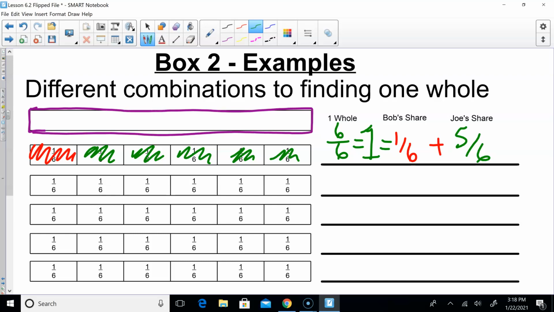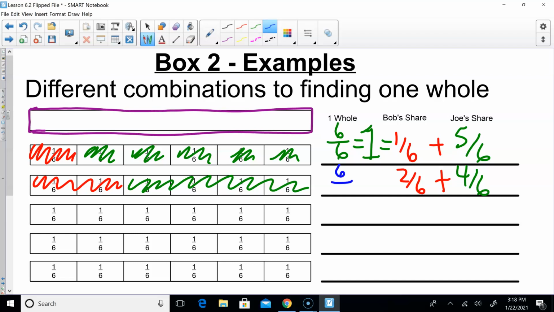So there are some other combinations. We'll just make Bob keep getting more. Now Bob gets 2, which would be 2/6, plus Joe's share would be 1 less, which would become 4/6. But notice 2/6 plus 4/6 equals, you got it, 6/6, which also equals 1, which equals 2/6 plus 4/6.